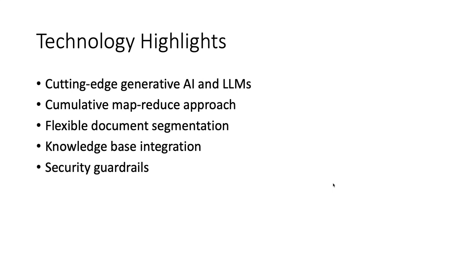Let's look at some of the key technology aspects for it. First, we are going to use generative AI and LLMs as a foundation. The cumulative map reduce approach allows us to process extensive documents end to end. And we will be using prompt engineering into this as well. Flexible document segmentation lets the user target specific parts of the large document. And then you can integrate this with your knowledge bases, where you can enhance retrieval speed and reduce cost. And our security guardrails will ensure that the AI driven insights comply with the data handling policies.